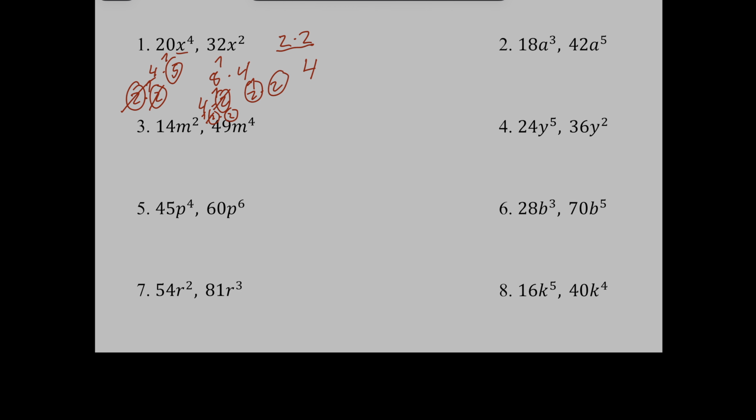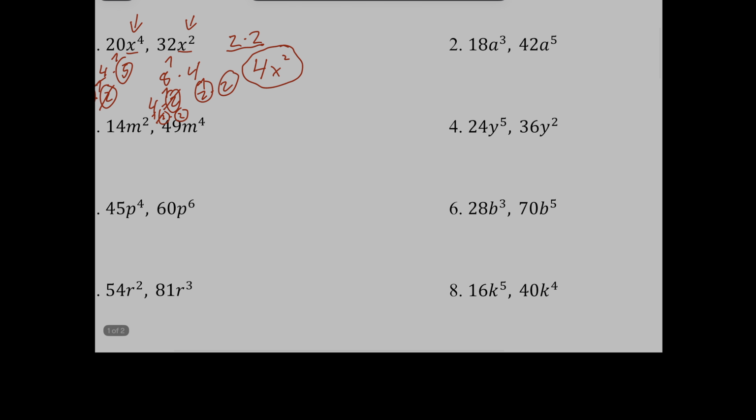Now I look at the letters, and you're going to take the lowest exponent. And that's all you do. Because that has 2, and that has at least 2, right? Can I pull 4 out of the 2? No, I can't. So that's why it's the 2.